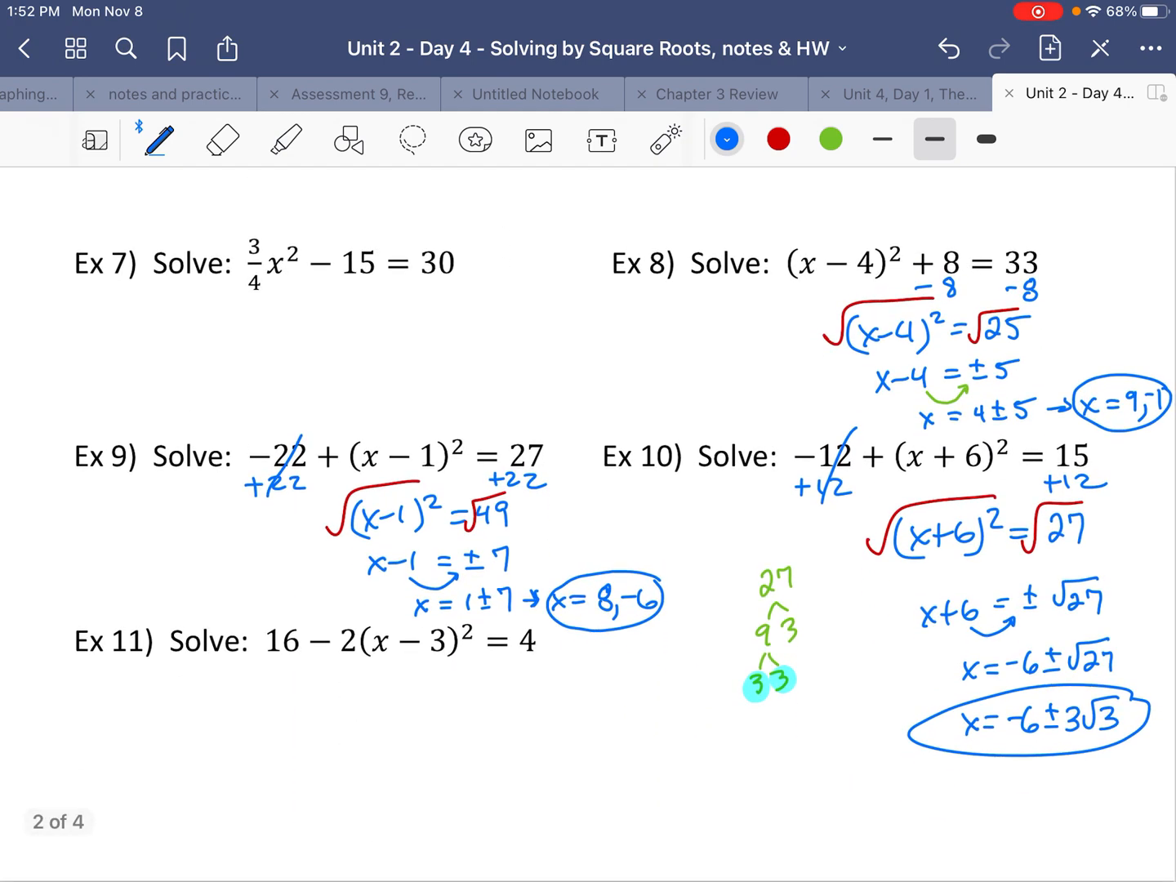All right, so let's do this last one over here. I'm going to go ahead and take away 16 to clean this up. So I have a negative 2 with x minus 3 squared equals negative 12. Now I'm going to divide by negative 2. So I have x minus 3 squared equals 6.